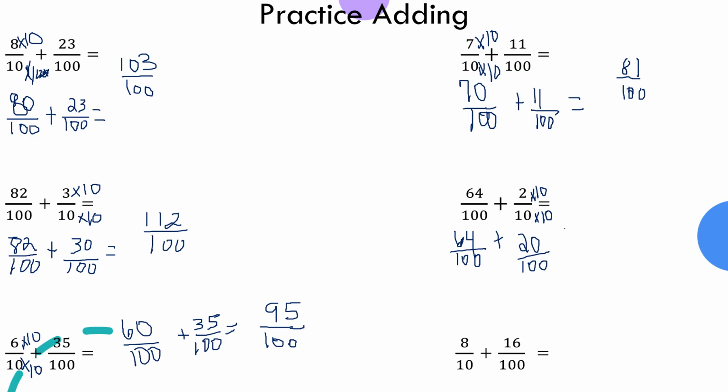Now that my denominators are the same, we can add. We know my denominator should be 100. All right, and 64 plus 20. 4 plus 0 is 4. 6 plus 2 is 8. 84 hundredths. All right, last one. 8 tenths plus 16 hundredths.